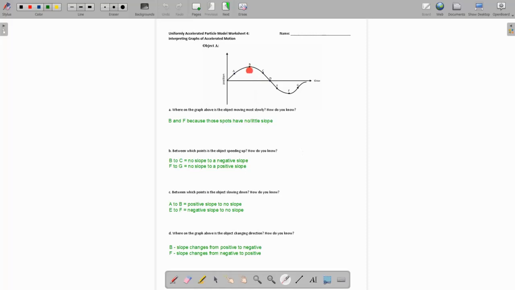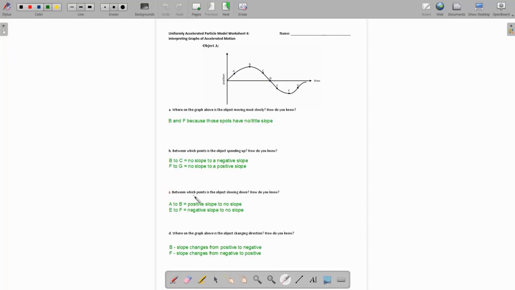So from point B to C, we're going from no slope to having a negative slope. Which again just tells us that the object is moving in the negative direction with a negative velocity. And from point F to G, we can see that we go from having no slope to having a positive slope. So now the object has a positive velocity moving in the positive direction.